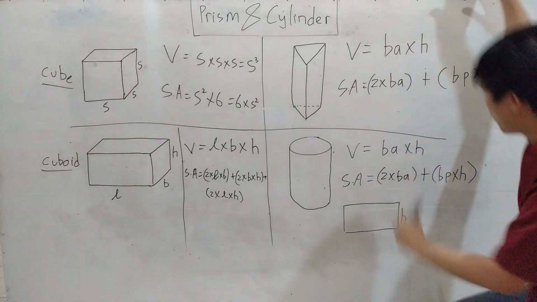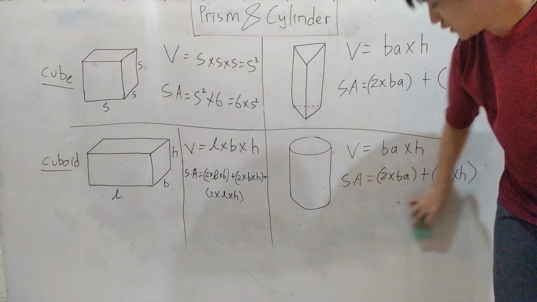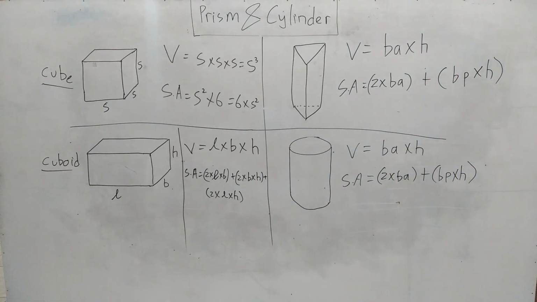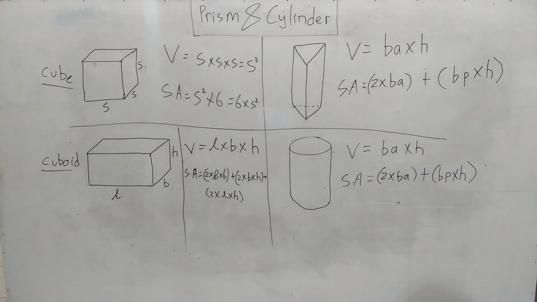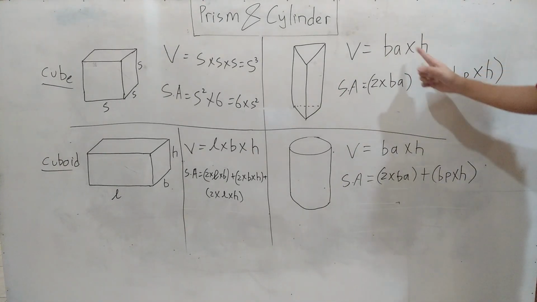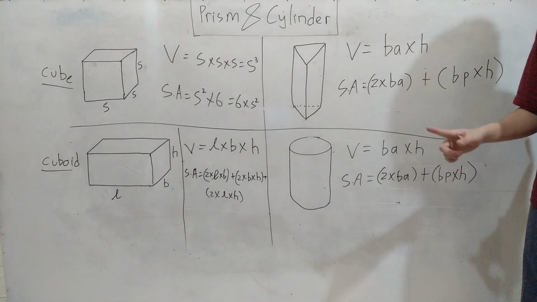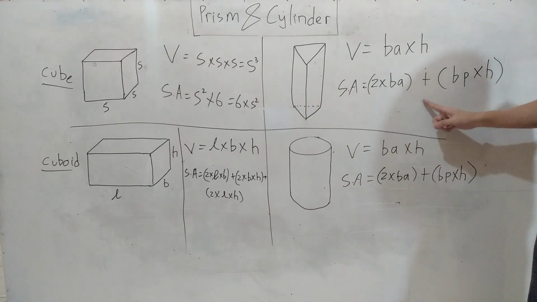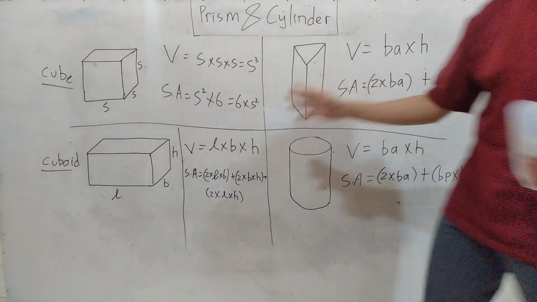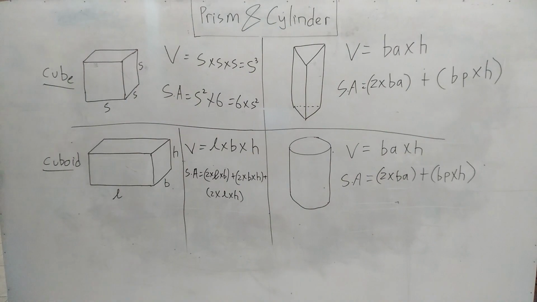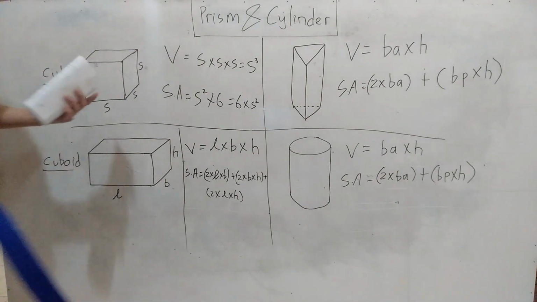So basically, when you are talking about volume and surface area of 3D figures, most of them have only one formula for the volume, which is base area times height, and one formula for surface area, which is 2 times base area plus base perimeter times height. And it works for everything. However, for cube and cuboid, if you want to make it easier, it will be better to memorize this formula or to understand the formula.